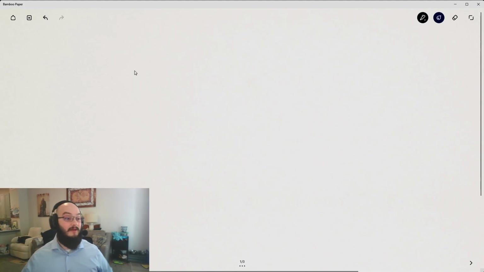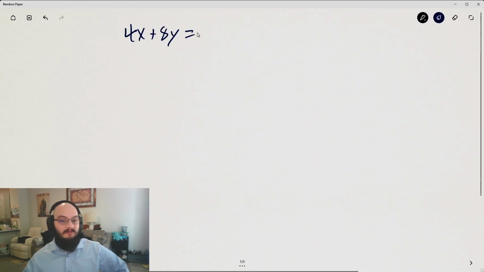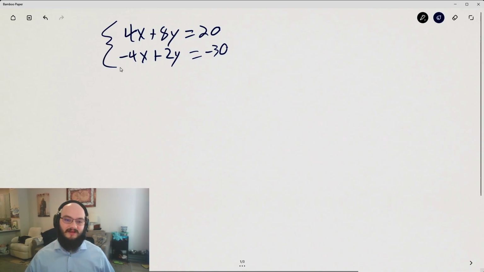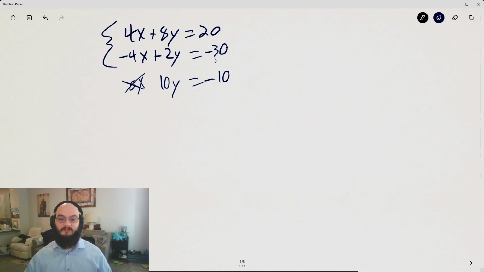For our next example, we have 4x plus 8y is equal to 20, and negative 4x plus 2y is equal to negative 30. So very similar to the last one, we can see when we add them down, our x's are going to cancel out. So let's go ahead and do that. This is going to be 0 x's, which we can disregard. And then this is going to be 10y is equal to negative 10. 20 plus negative 30 is negative 10. This means that y is equal to negative 1.